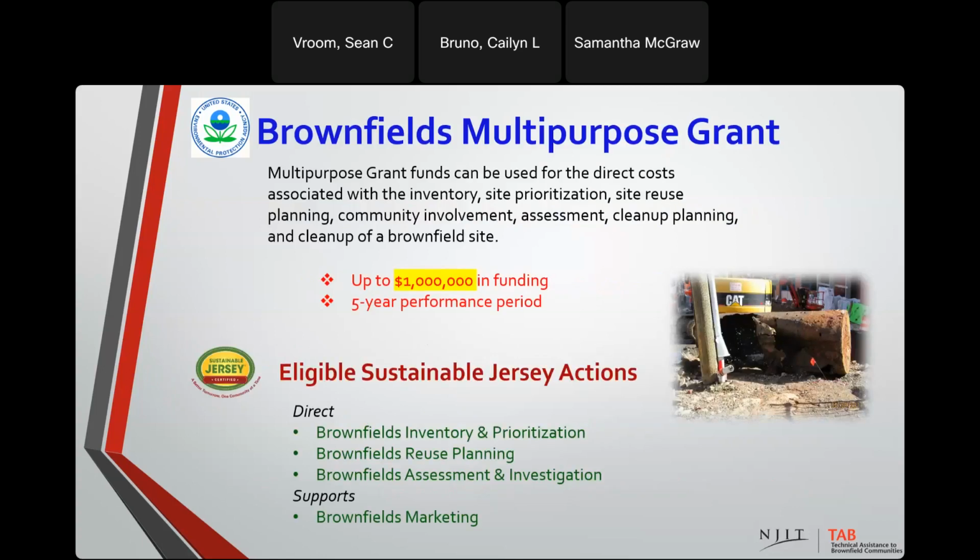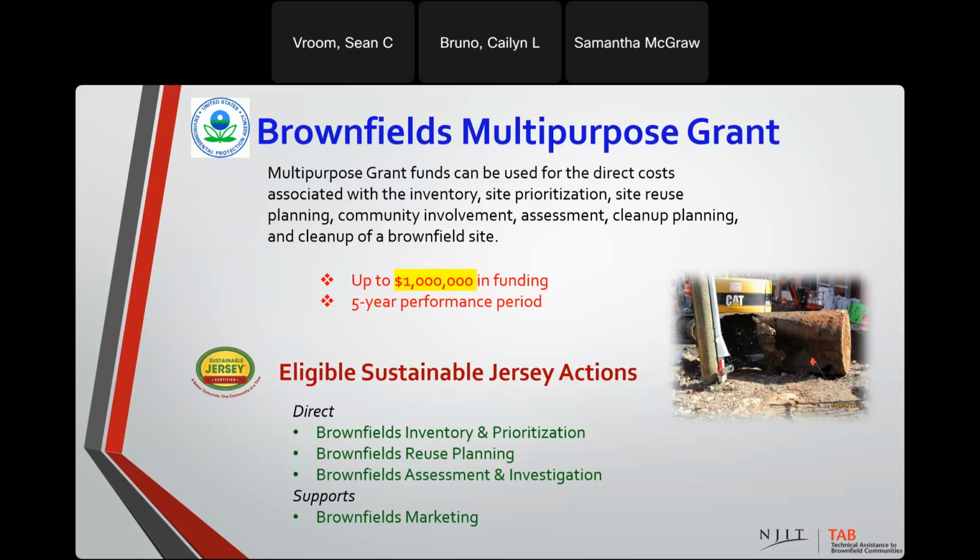So just a little bit more detail about the Brownfields multipurpose grant. Again, I'm not going to go into deep detail about all these. All of this is available on EPA's websites and in the webinars that they've already conducted, so I don't want to be too repetitive. But under this grant, you're eligible to do brownfield site inventories. You can do site prioritization, site reuse planning, and community involvement activities. You can assess sites, that would be your phase 1 and phase 2s. You can do cleanup planning, and then you can ultimately clean up the brownfield site. So this one does it all.